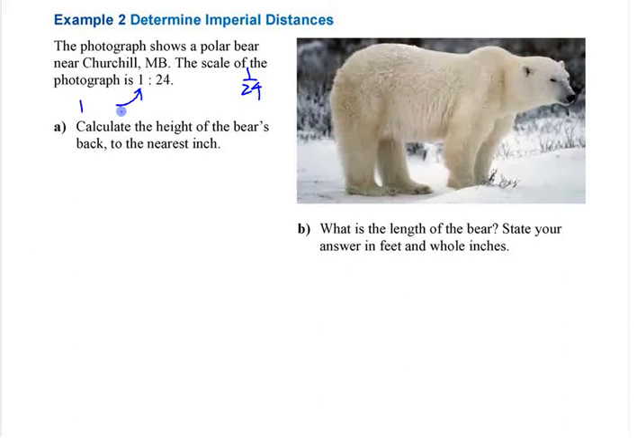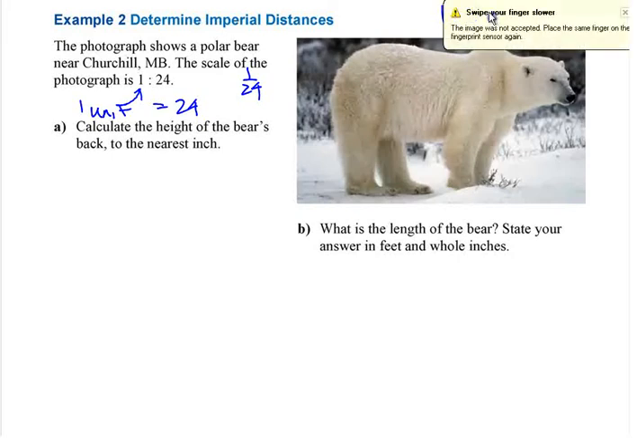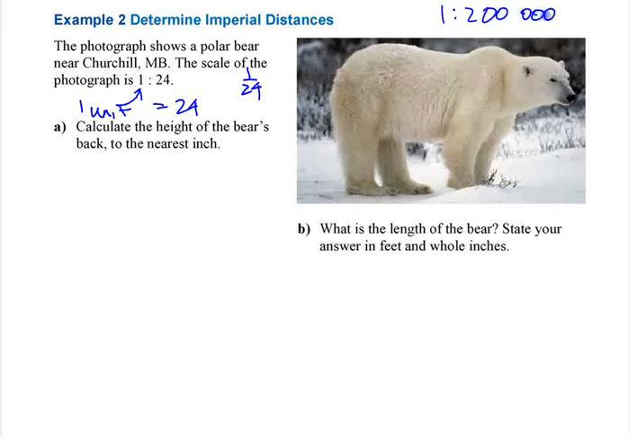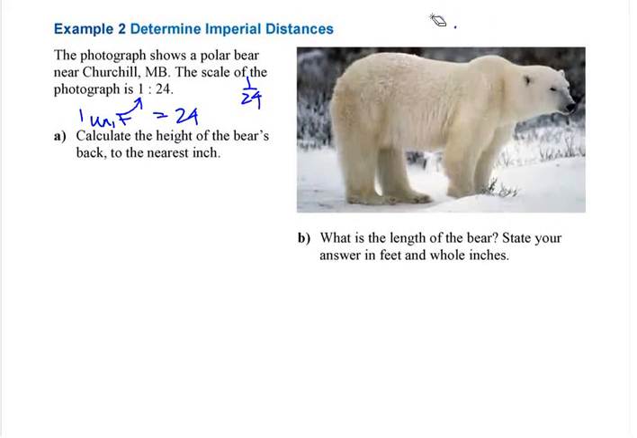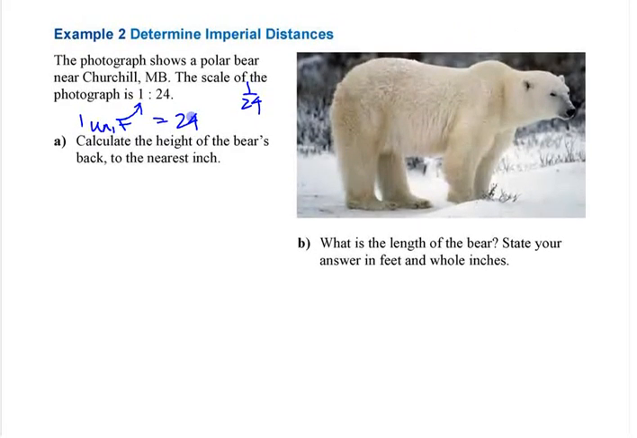One unit on the picture, whether 1 inch, 1 centimeter, 1 meter, or 1 millimeter, equals 24 units in reality. You see scales like this on maps, except map scales are more like 1 to 200,000 or something like this. A map scale might be 1 to 200,000, 1 to whatever. All right? It tells you that one unit here is 24 in reality.